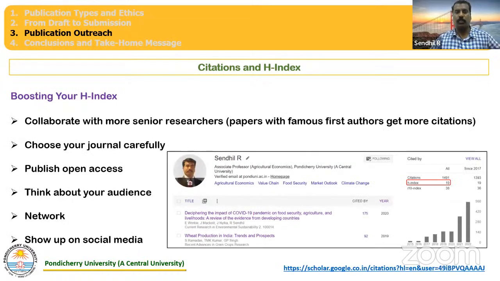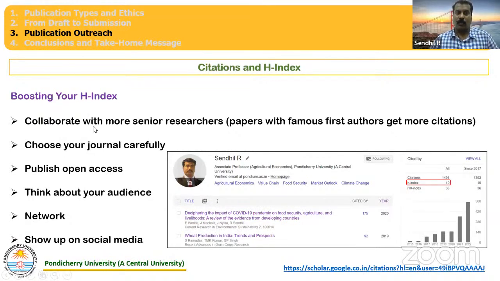Then how to boost your H index. The H index means, for example, I have given my own Google Scholar screenshot. Here the H index is 19, which means that 19 papers have a minimum of 19 citations each. Of course, overall citation is also important, but if you want to compare two or three researchers in a particular domain, H index will be used as an indicator.